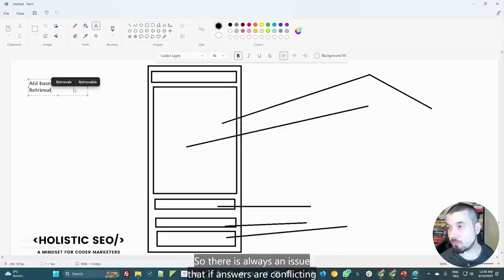If answers are conflicting with each other, the situation will be bad because there is no answer. And if all the answers are good, then it is also an issue, because the system might spend more time, or might not know which answer should be given.